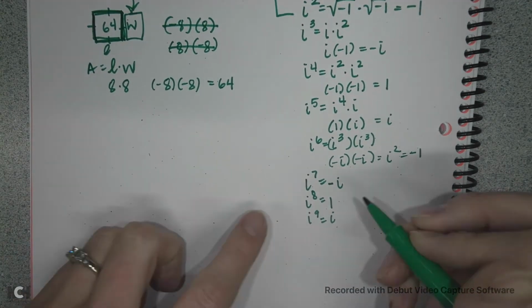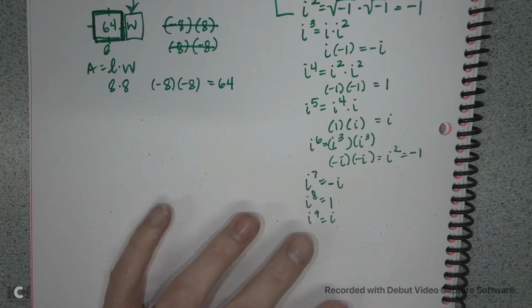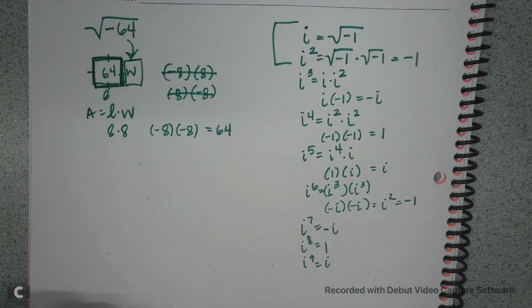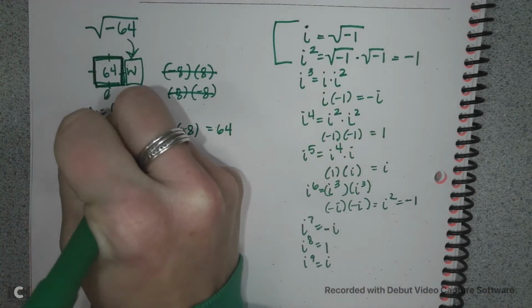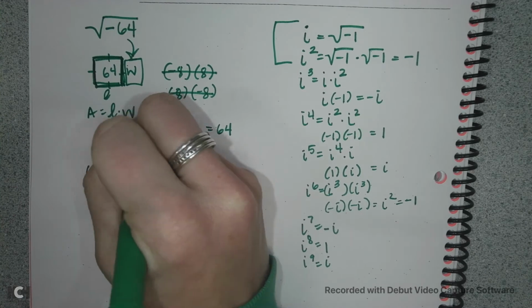Okay, so this pattern is going to keep going forever and ever. So we're looking at groups of 4 for these. This will come in handy on our worksheet. Also, you need to know complex. These are also called complex numbers.